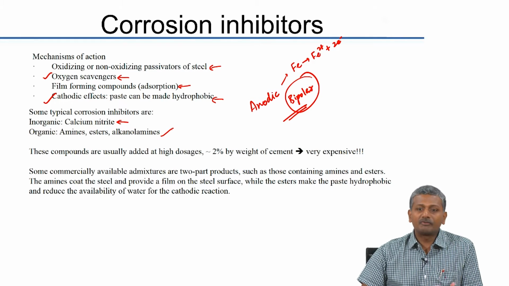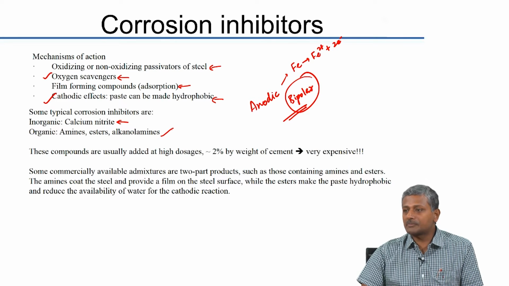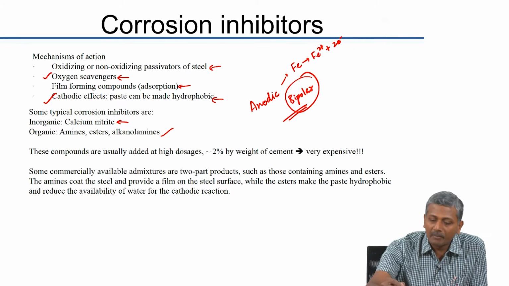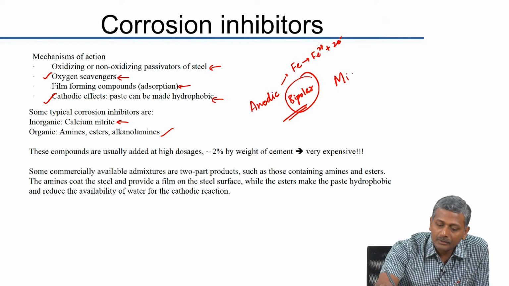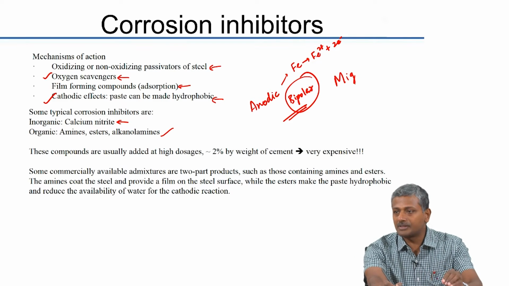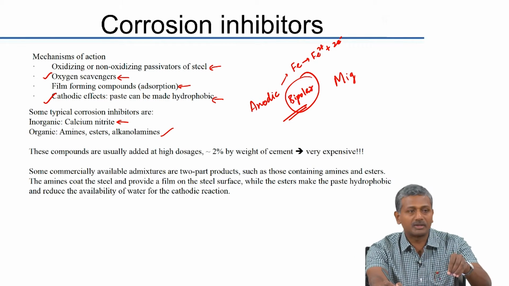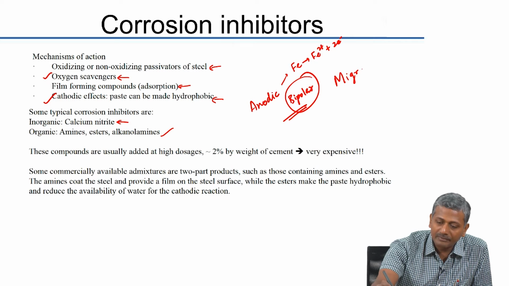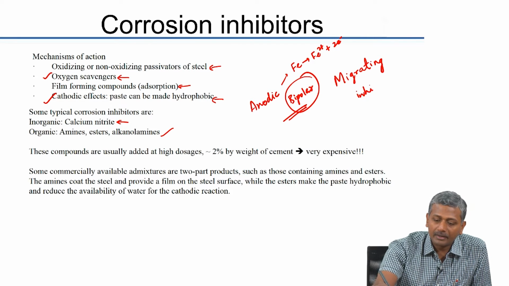Now, very often when you go to these construction chemical manufacturers' websites, they also talk about something called a migrating inhibitor. So far we have been talking about chemical admixtures. That means these inhibitors are added to the concrete mixture directly. But you can also have a different class of chemicals called migrating inhibitors.